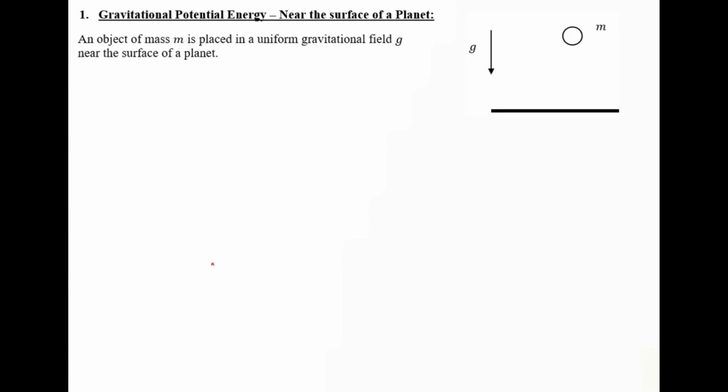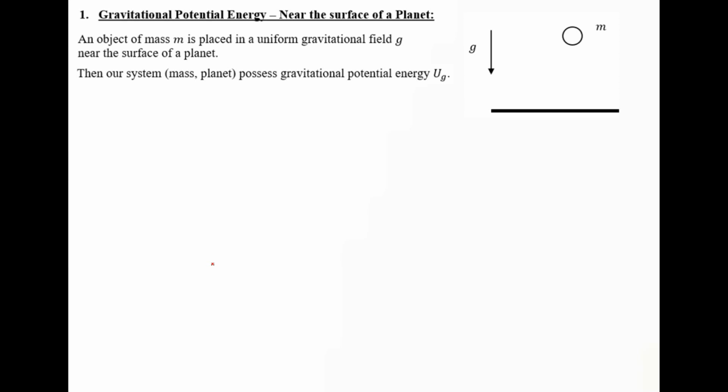Hello AP C Mechanics students. In Unit 3, Work, Energy and Power, 3.1 Forces and Potential Energy, Part 5. Section 1: Gravitational potential energy near the surface of a planet. An object of mass m is placed in a uniform gravitational field g near the surface of a planet. Then our system, consisting of the mass and the planet, possesses a gravitational potential energy U_G.